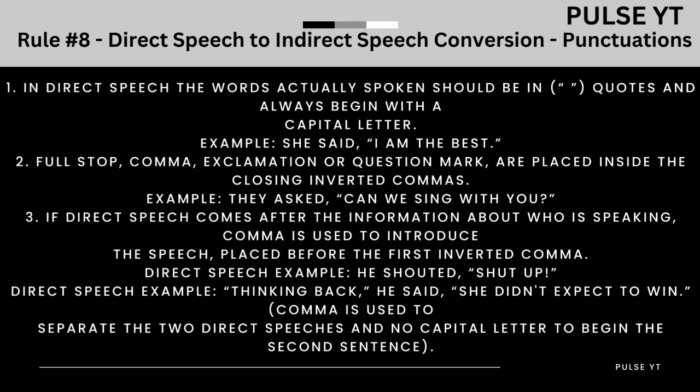3. If direct speech comes after the information about who is speaking, a comma is used to introduce the speech, placed before the first inverted comma. Direct speech example: He shouted, shut up. Direct speech example: Thinking back, he said, she didn't expect to win. A comma is used to separate the two direct speeches and no capital letter begins the second sentence.